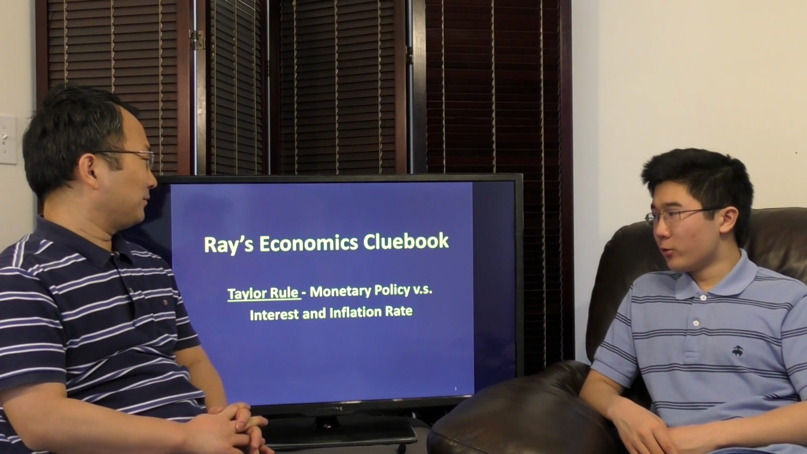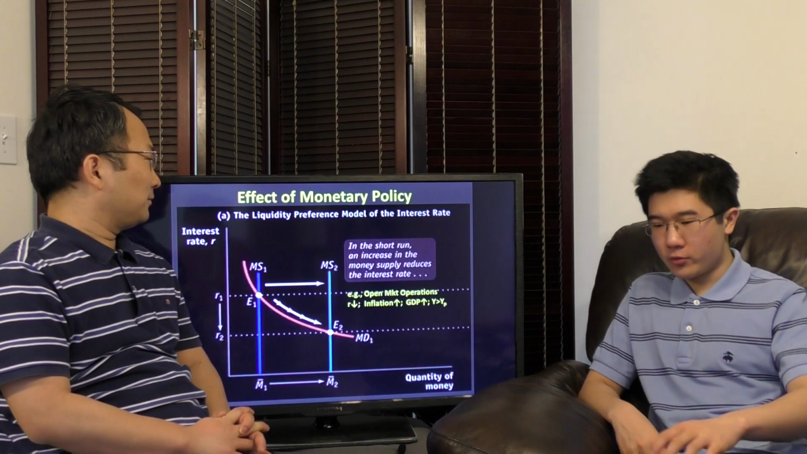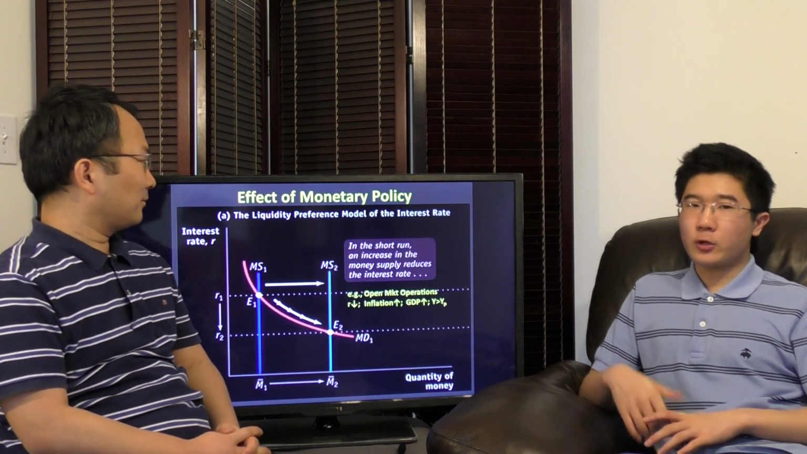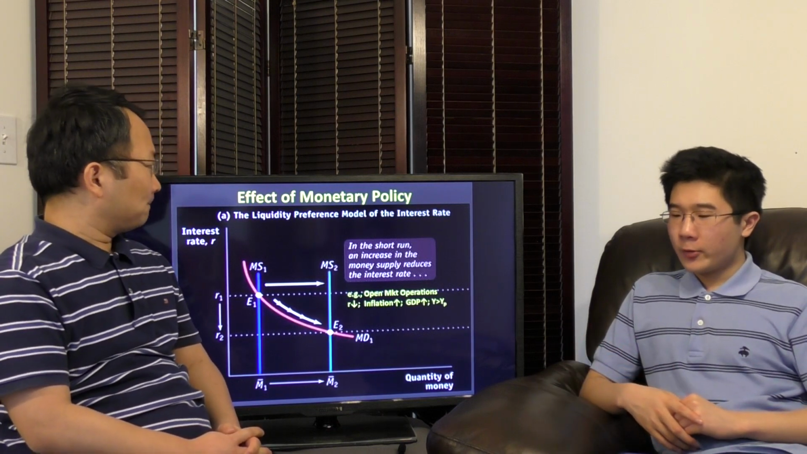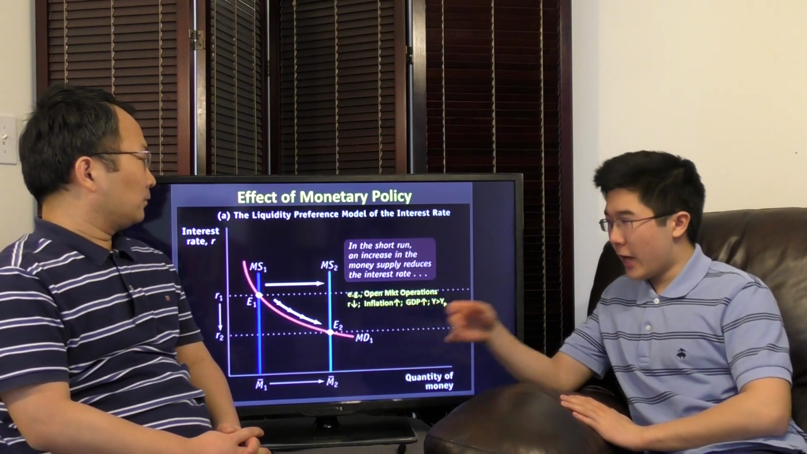Today we'll be talking about the Taylor rule and how that relates to our current study of monetary policy, interest rates, and the inflation rate. Last time I talked about the loanable funds market and the money market model, when we look at the Federal Reserve and their impact on the money supply basically.